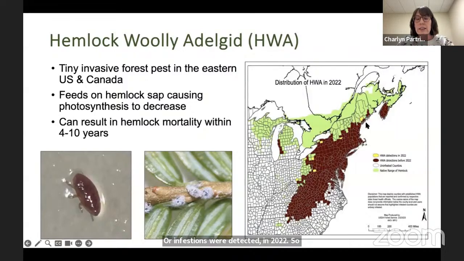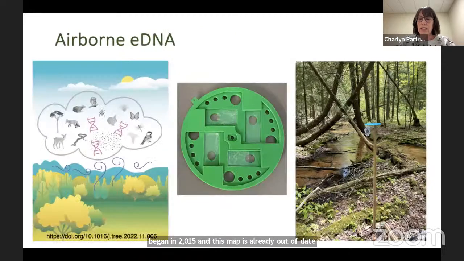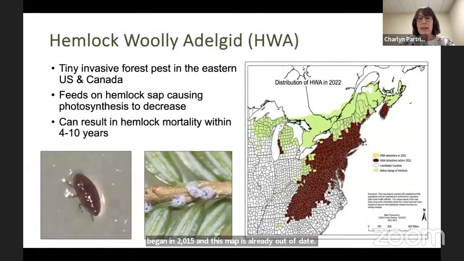So in Michigan itself, before 2022, there were 5 counties infested, and this infestation began in 2015, and this map is already out of date. We now have a current infestation in Benzie County, so there are currently 6 counties that are infested.